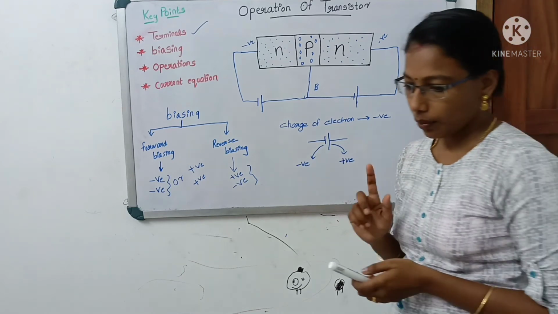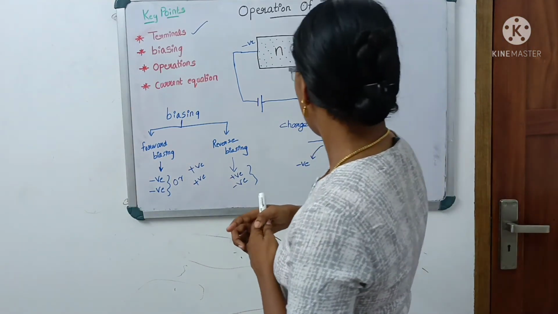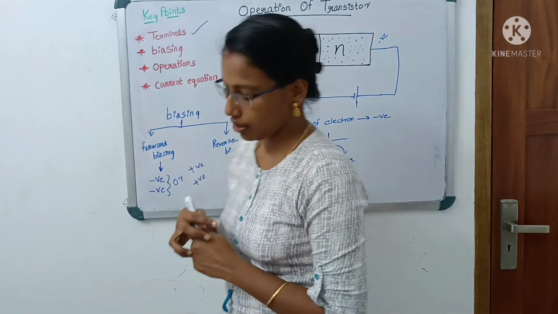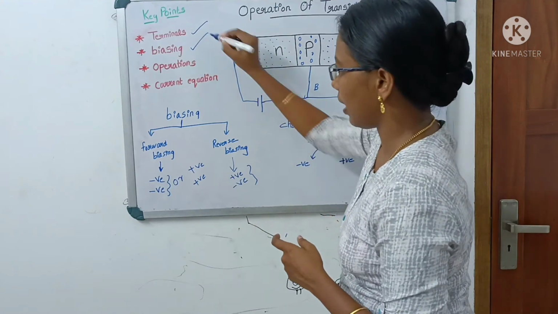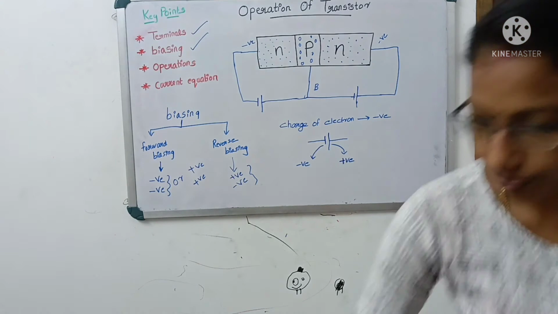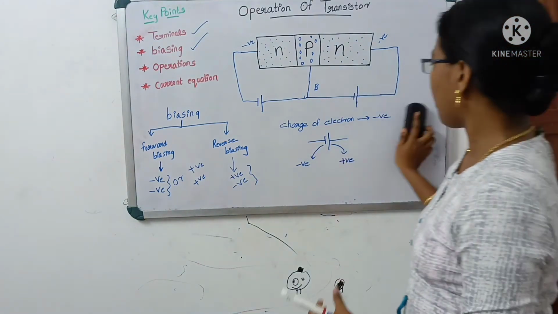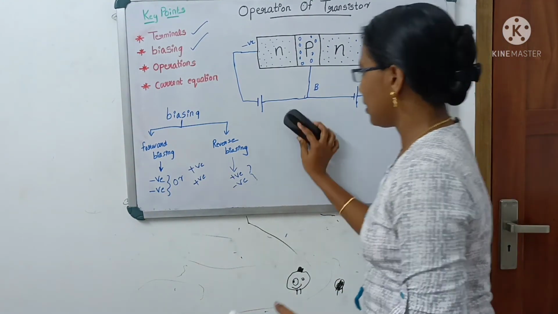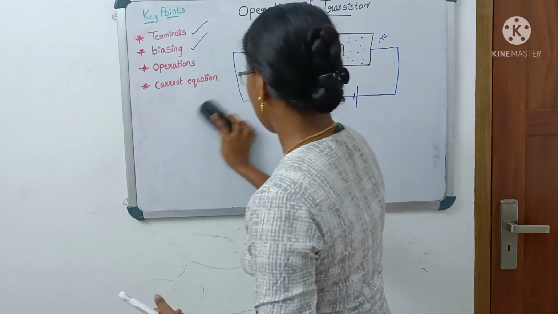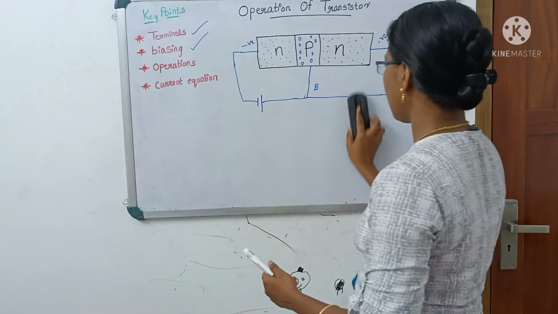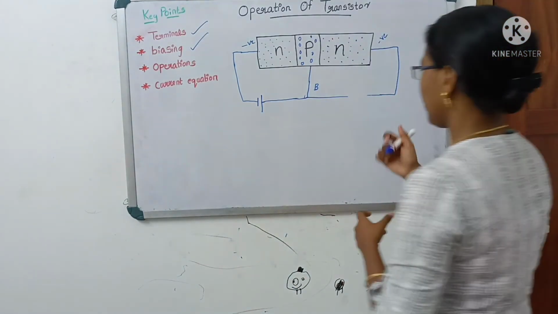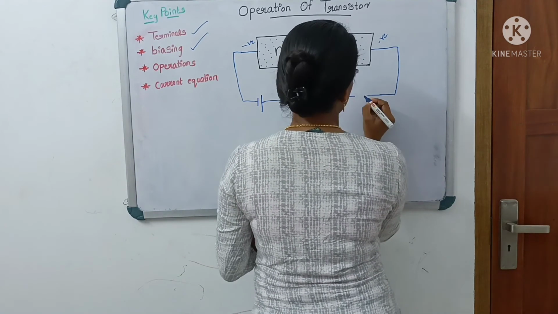Okay. So, biasing is already discussed. This is biasing. In this diagram, we are applying a biasing, and in this biasing, we will see two types: forward biasing and reverse biasing. So, I will just draw like that.